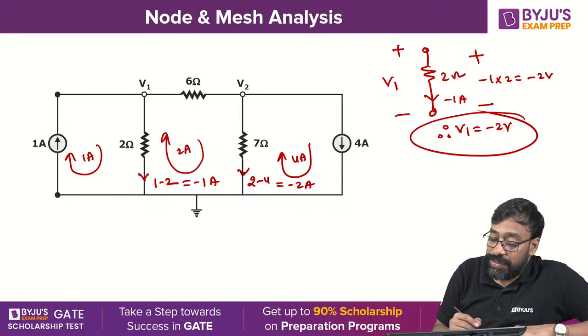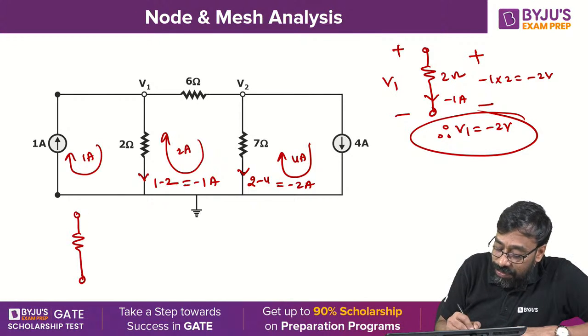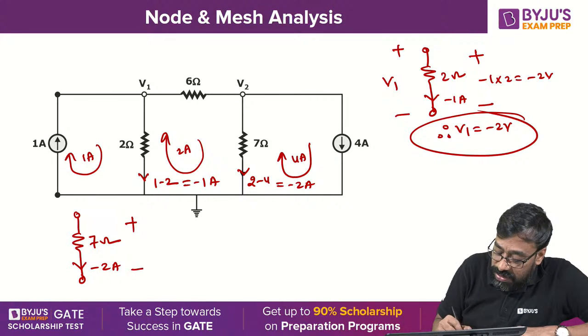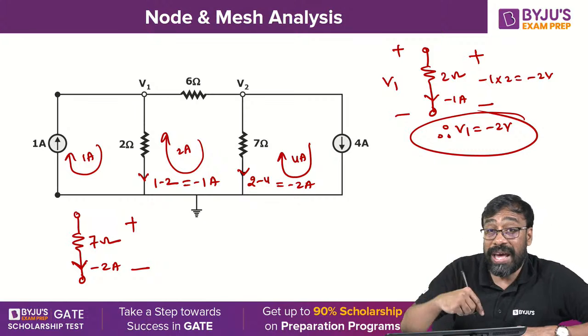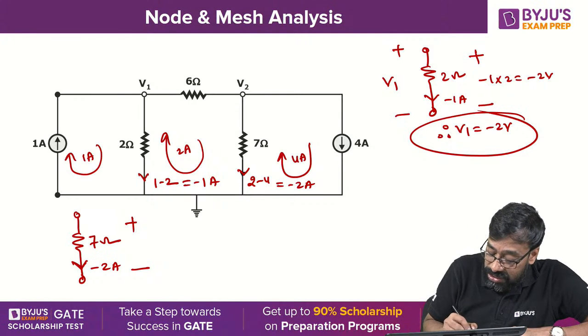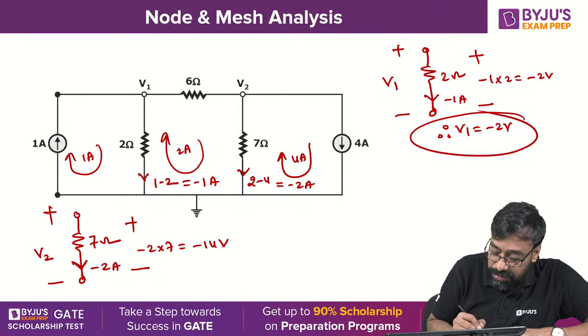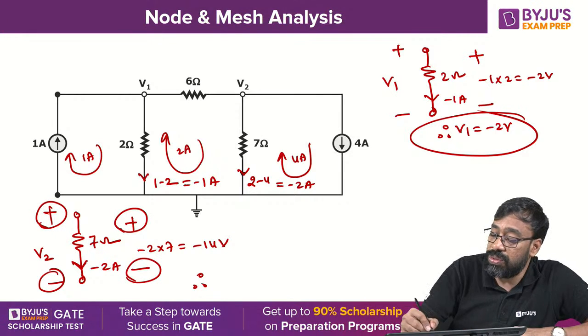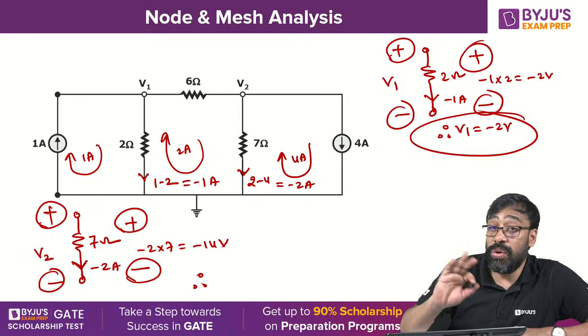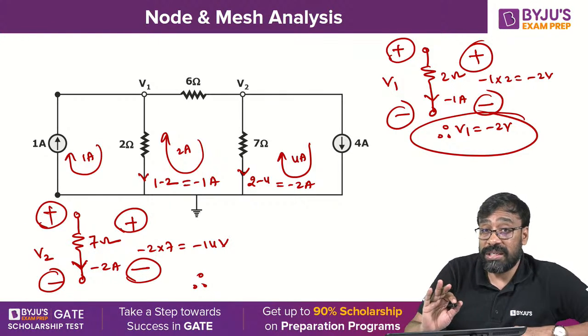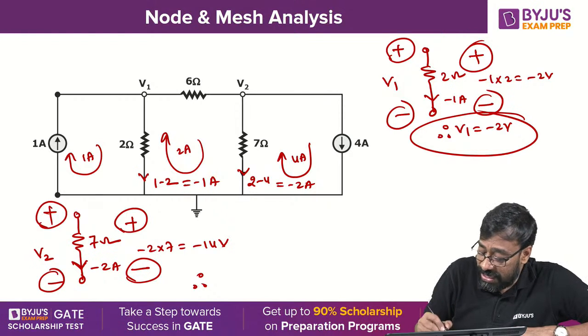You understand? Similarly, for the other element, the 7 ohm, what is the current flowing here? It is minus 2 amperes, because current direction determines the polarities of the voltage across that element. According to passive convention, minus 2 into 7 is minus 14 volts, and V2 is plus or minus V2. Therefore the polarities are the same: plus, minus, plus, minus. There is no mismatch. If there is a mismatch, you have to put a minus sign, but there is none, so the polarities are the same.